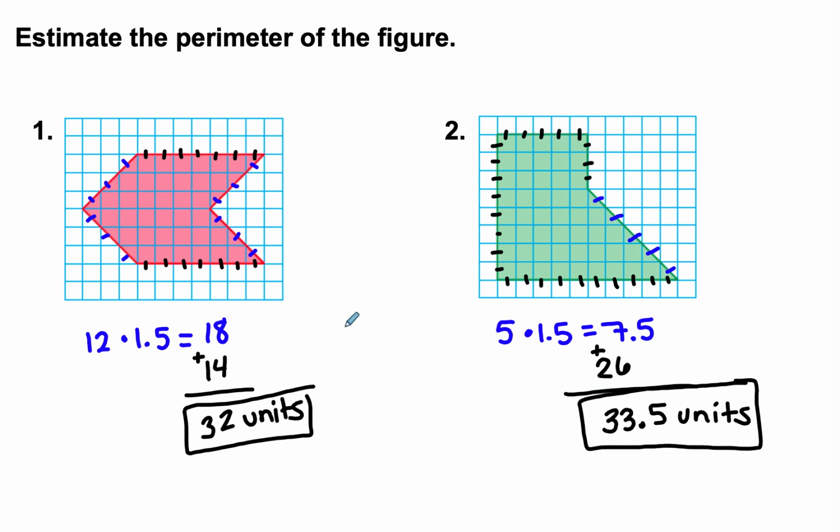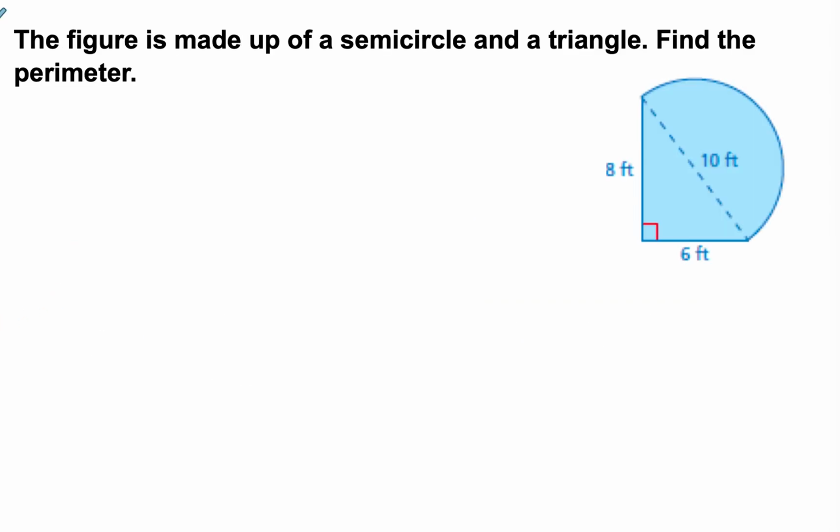This is the type of work I'm looking to see on your paper. That's the minimum of what I need to see. All right. Sometimes we see shapes that are not on a grid and they give us measurements for them instead of having us count it out. So we have to use what we know to figure out our perimeter.